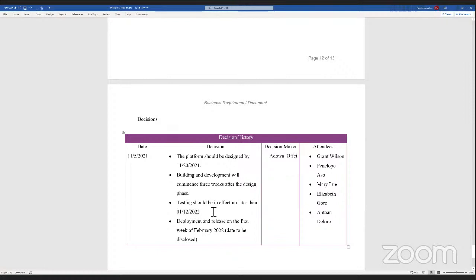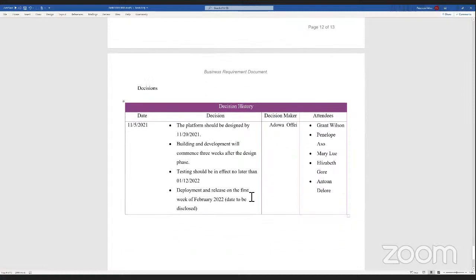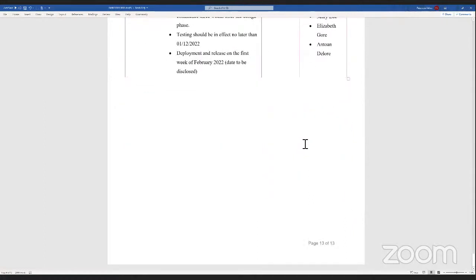Testing should be in effect no later than January of 2022, and the deployment and release of the app will be sometime in the first week of February. I just put some information in there. So that is the end of my presentation.